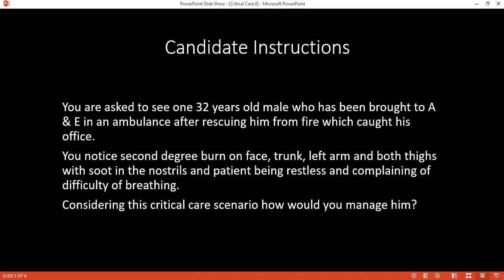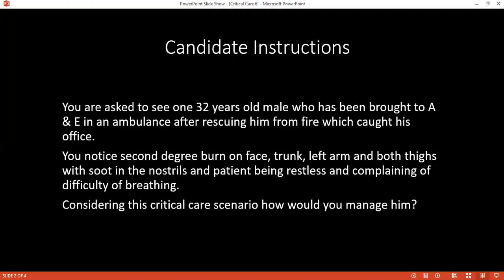Okay, so if you have read and understood the critical care scenario, kindly tell me, how would you manage this patient? I would manage the patient according to the Advanced Trauma Life Support protocol. I will start by securing the airway. I will open the mouth and ask the patient if speaking is okay. If not, I will make sure there is no foreign body in the mouth or the tongue closing the airway.